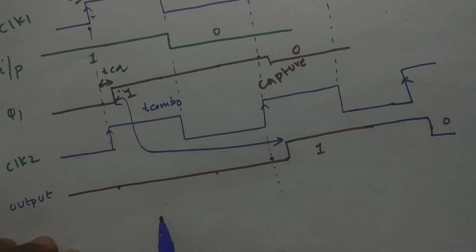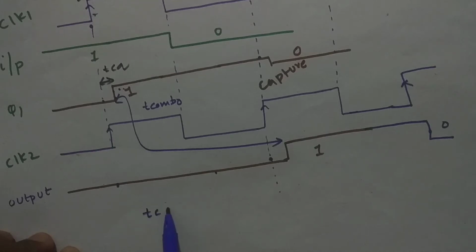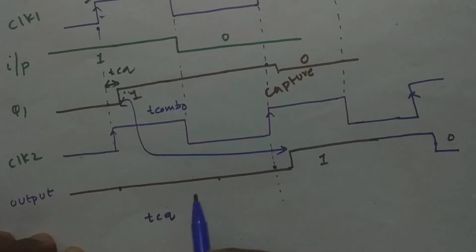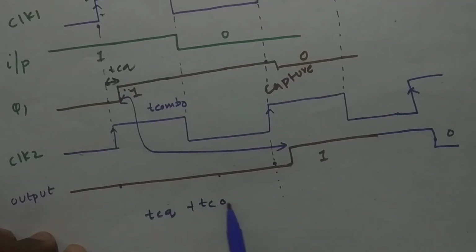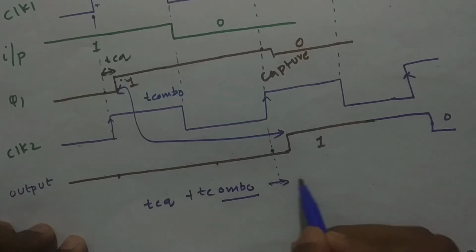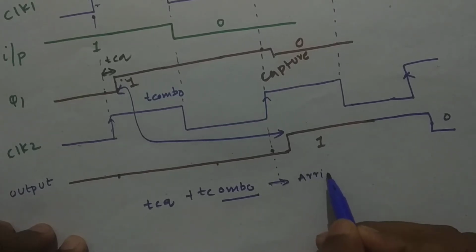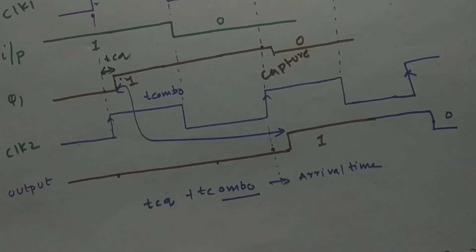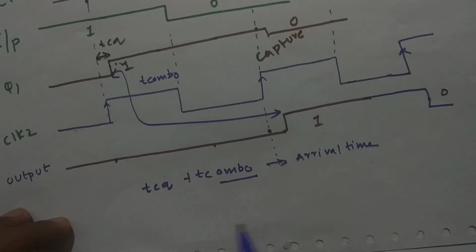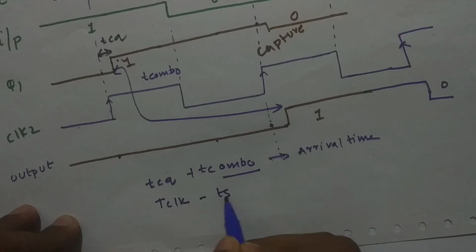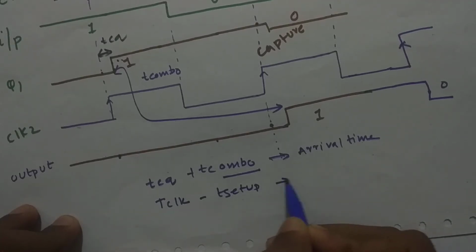T clock to Q pin plus T combo is the arrival time, how much time we are going to get. Actually we need our data to arrive before the setup time, so that is T clock, the clock period, minus T setup. This is our required time.